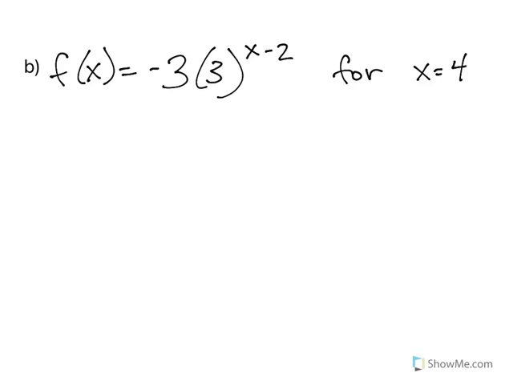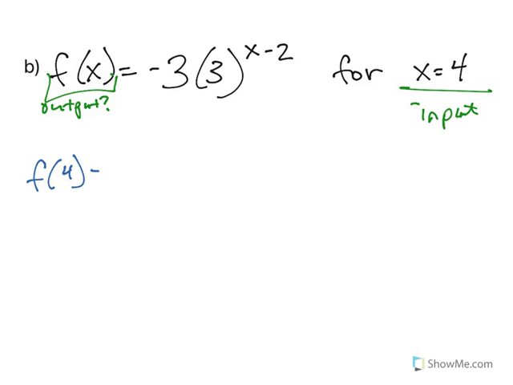So now let's do f(x) = -3 times the quantity 3 raised to the x minus 2 power, for x = 4. So when the input is 4, what is the output? Just putting this into different words to help you understand. For f(4), the input is 4. I have -3 times the quantity 3, and instead of x minus 2 as the exponent, I'm going to write 4 minus 2 in my exponent.